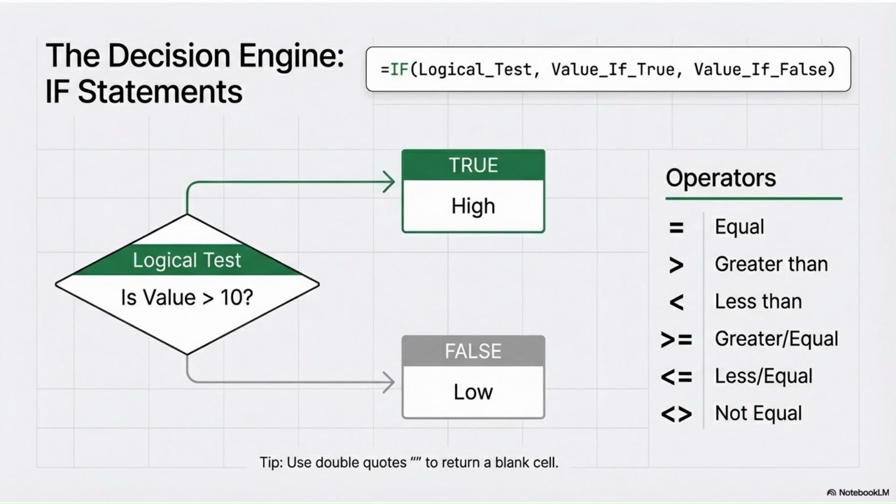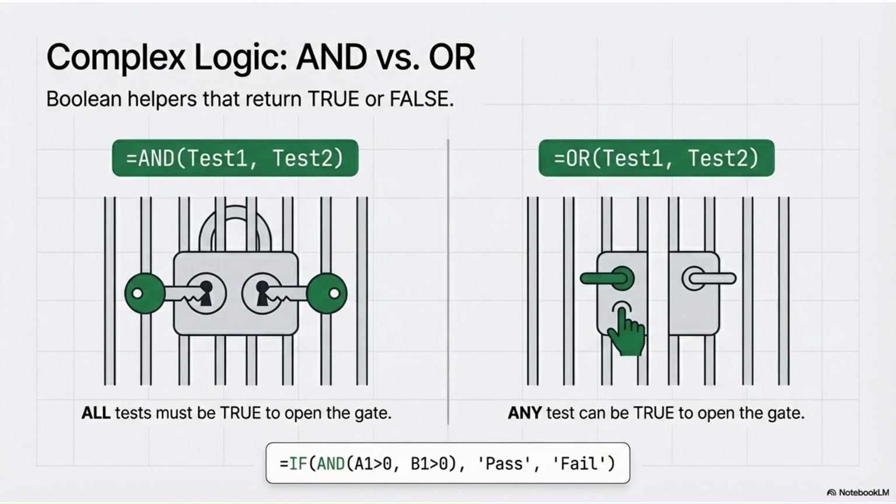Complex logic, AND versus OR. Sometimes one test isn't enough. AND requires all tests to be true to trigger the result. OR only requires any one test to be true. Think of these as the keys that open the gate to your true results.